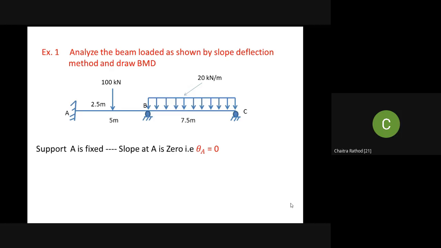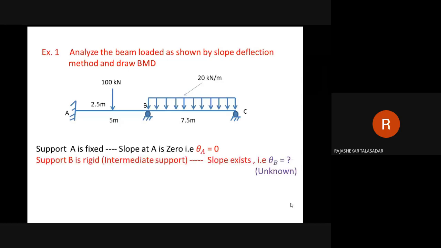But slope at A is what? 0. Good. Just I have written here, support A is fixed, hence the slope at A is 0. Support B is roller, that is intermediate support, slope exists, but that is unknown now in this case. Similarly, support C is roller, that is also extreme end, right end, but there also slope exists. This theta C is unknown. Is it clear? First you have to identify what are your unknowns. Is this clear how to identify unknowns now? Yes, sir.